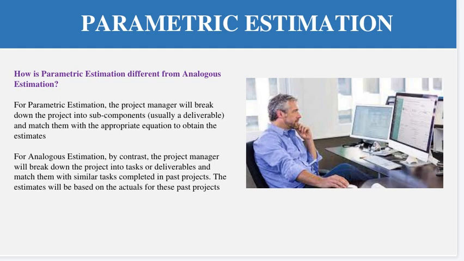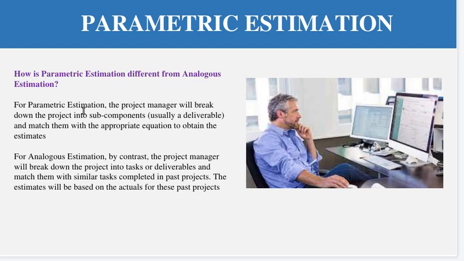If you compare parametric estimation with analogous estimation, analogous estimation is again based on estimating time and cost, but in analogous estimation we compare with past projects and do the estimation based on our historical information about past projects. Based on the information available for past projects, we estimate the project in terms of time and cost. In analogous estimation, the project manager will break down the project into tasks or deliverables and match them with similar tasks completed in past projects. The estimate will be based on the actuals of these past projects.